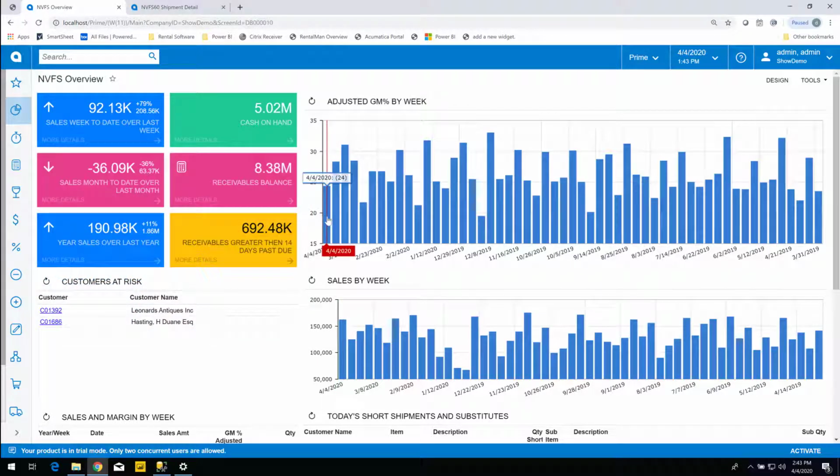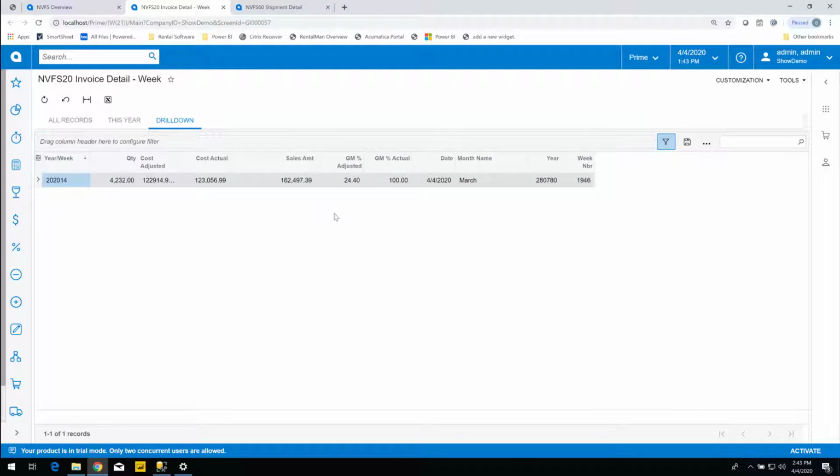So if I want to drill down on my gross margin, I would click on it, and now for that week we're getting additional information. That's week 14. That's my total quantity sold. And then there's my 24% gross margin, my 162. So now on the side, I might want to understand better why my margin dropped for that week 14.